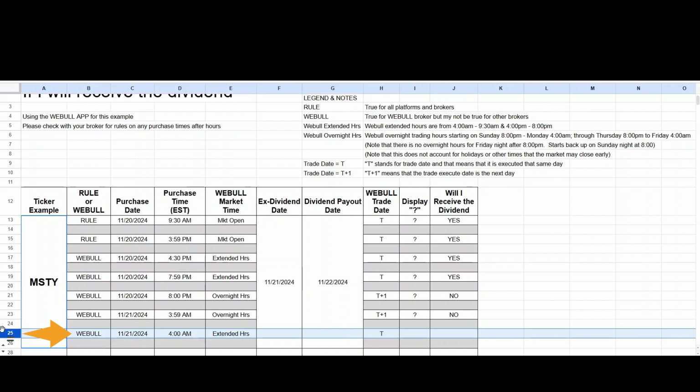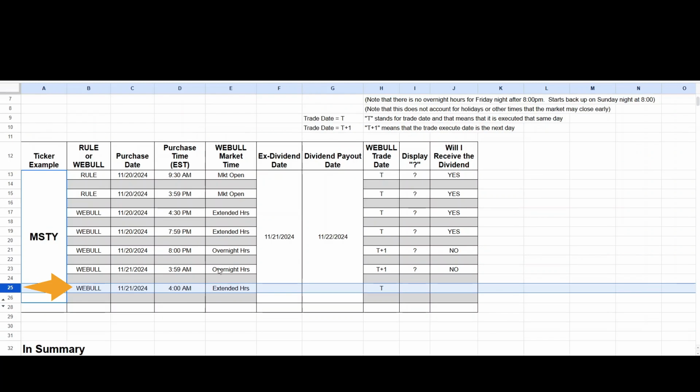All right, so just for fun, we'll just continue on through here. Webull, again, we are in extended hours because now it's 4 o'clock, and 4 or 5 a.m., whichever one, 6 a.m., 7 a.m., all the way up to 9:30 a.m. goes back into the extended hours. We're at T trade date. Okay, but we have to look.